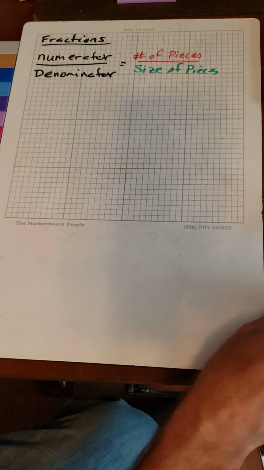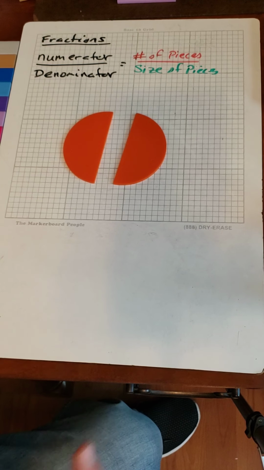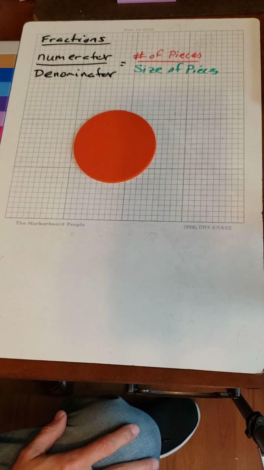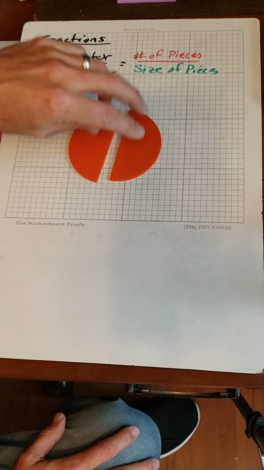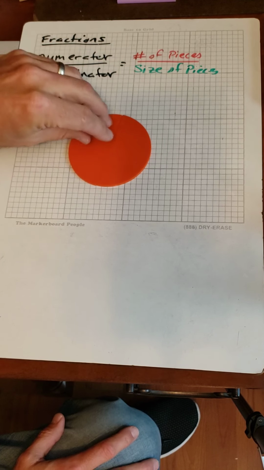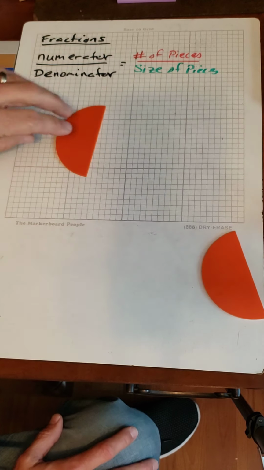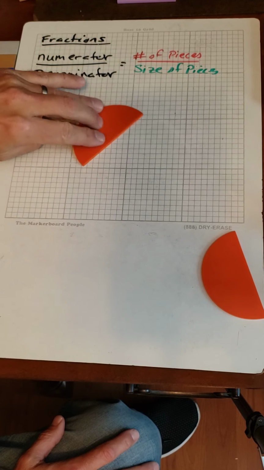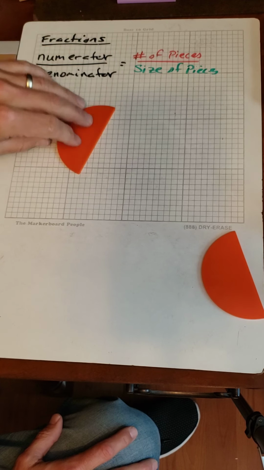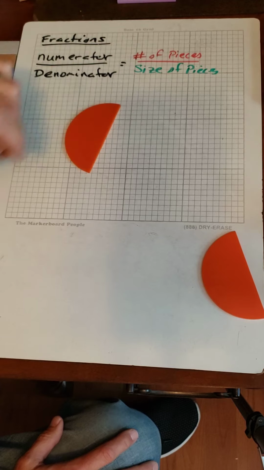And so if we have something like this, here I have 2 pieces that equal a whole circle, right? So the number of pieces that I have is 2, and the size of these pieces is 2. It's a whole circle because I have both of them. If I only had one of them, then this would be 1 out of 2 pieces that would make the whole circle. So the size of the pieces is how big the piece is to make the whole circle. And then the numerator is how many I have.